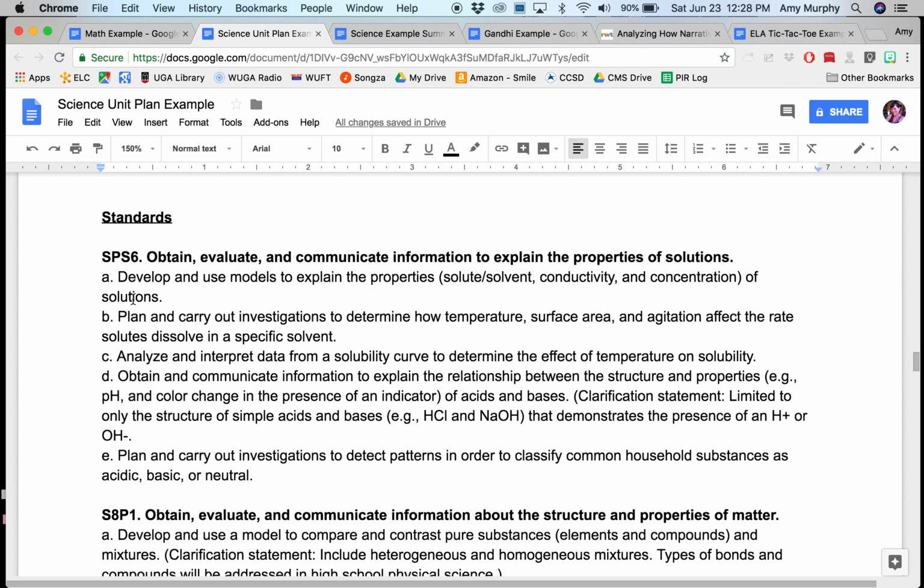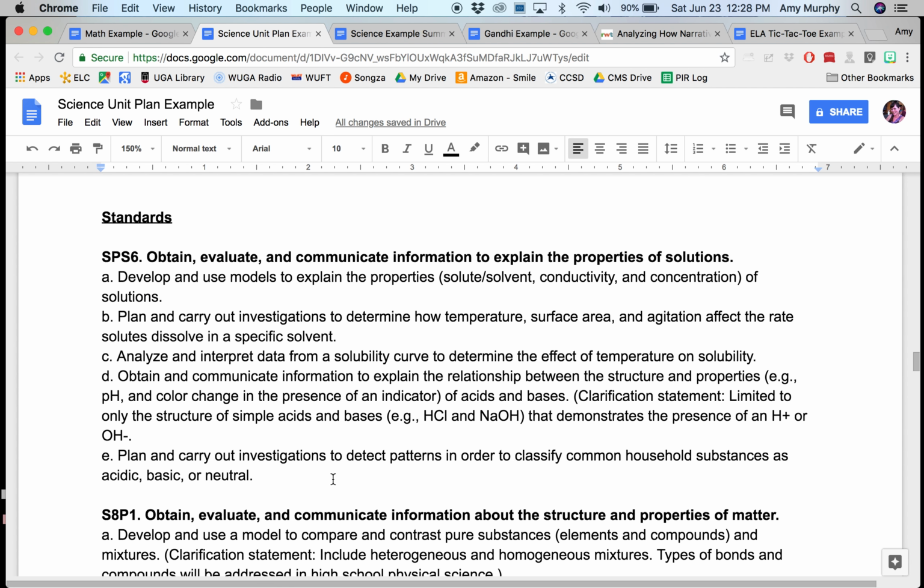In order to, let's just use this one as an example, in order to develop and use models to explain the properties of solutions, students can't do that unless they already know what a solute is, what a solvent is, what conductivity is, what concentration is, how you determine concentration. So you can't just take a standard as a given. You have to unpack it. And in order for students to even be able to do this, they have to know these things first.